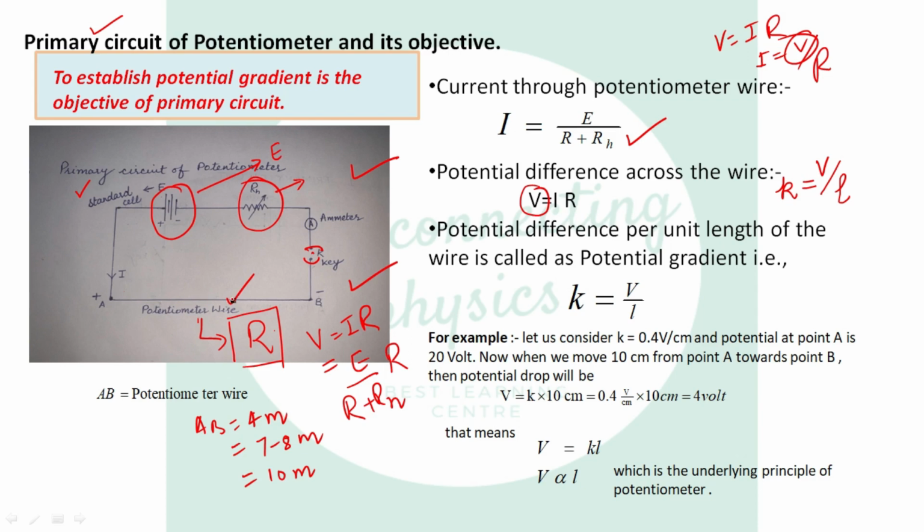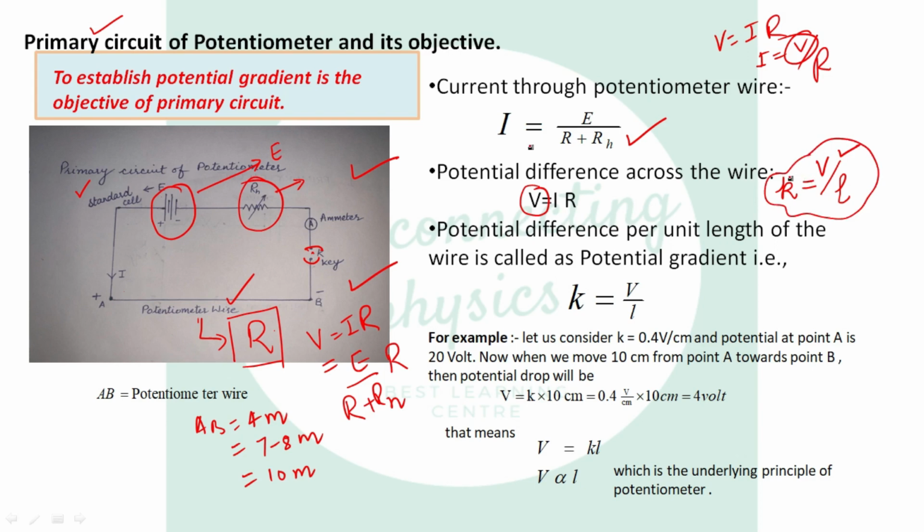Automatically, potential is decreasing because we are going from the positive terminal to the negative. So that means there will be a potential drop. If we move from negative to positive, there will be a potential gain. But this time we are moving from positive to negative. That means with an increase in length, potential is decreasing. And this quantity is called the potential gradient.